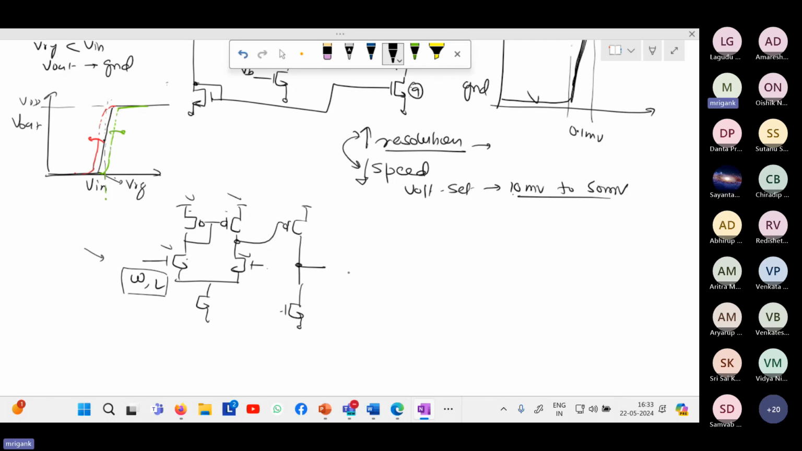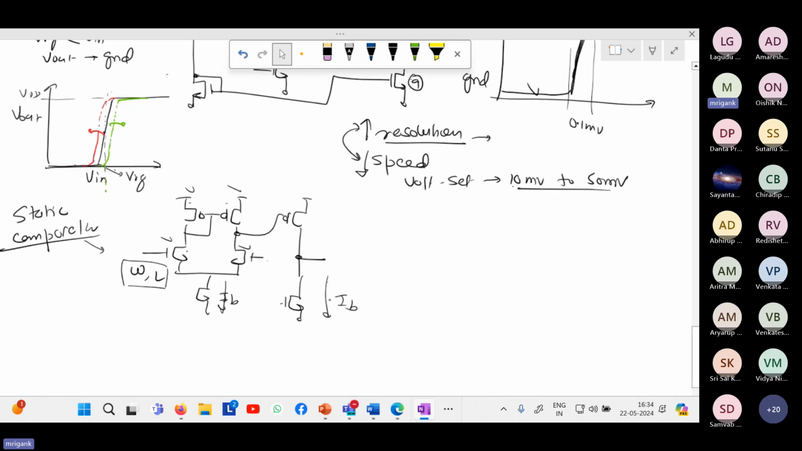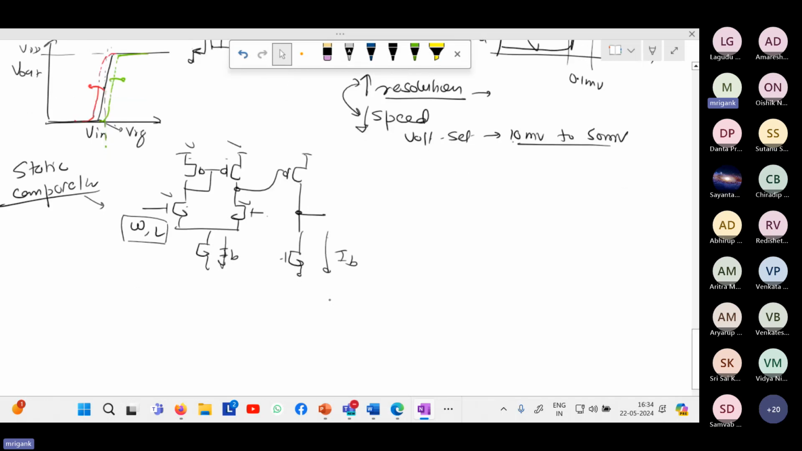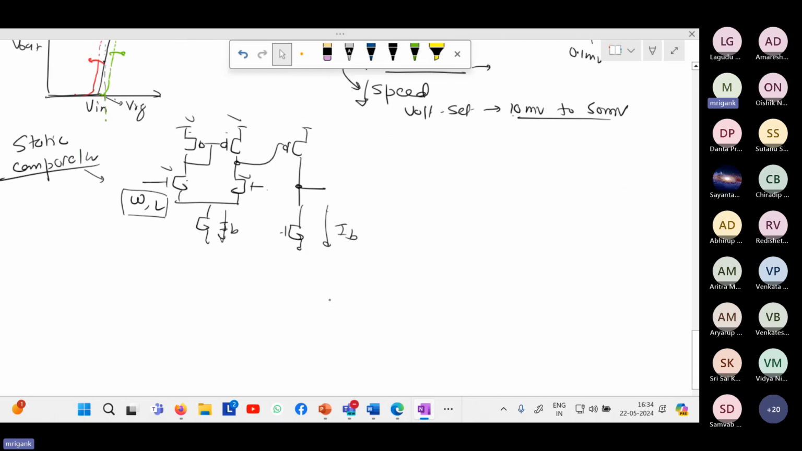Now, this is a static comparator. These comparators are called static comparators. Why? Because these always have static current. I bias, so this consumes a good amount of static current. From a power point of view, first of all, there is a significant trade-off between resolution and speed. And second, they are static comparators, so they always keep burning the static current.